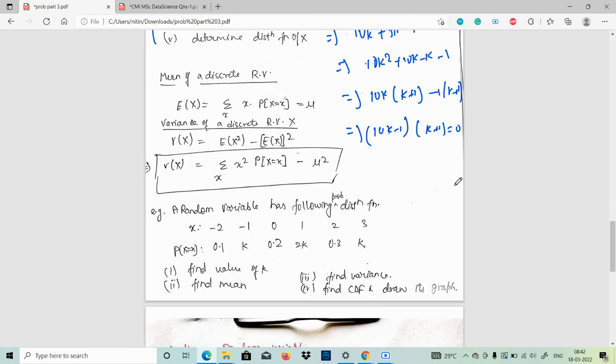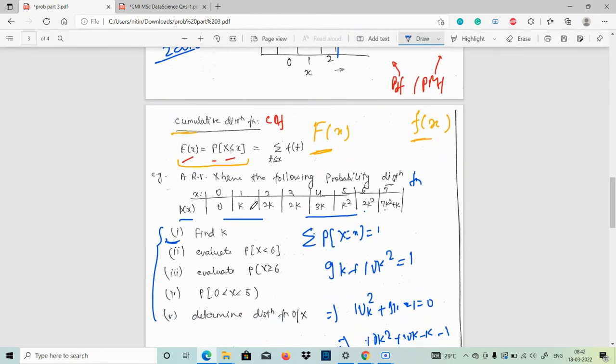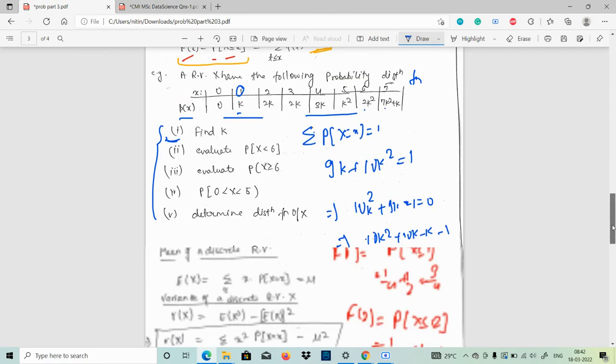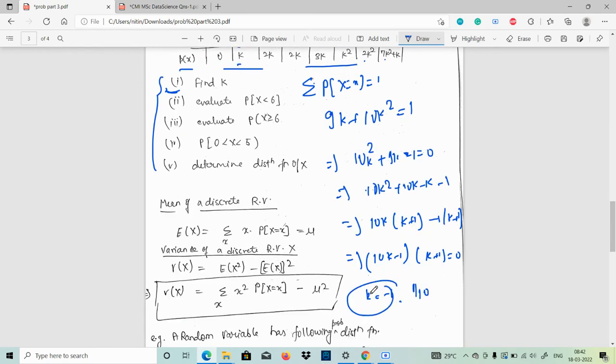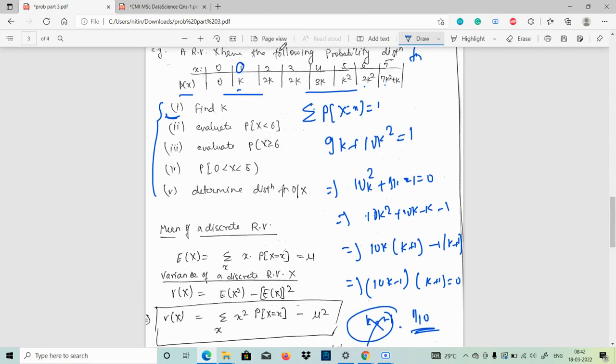So you will get two values of k. One k will be negative, and one k will be 1/10. If you put k equal to -1 here, you will get a negative probability for one of the values, so this cannot be possible because any probability cannot be negative. That's why you will not choose k equal to -1. You will choose k equal to 1/10. After this, you have the probability mass function of everything. If you put 1/10 here, you'll get the probability mass function for 1, and for 2, 3, 4, 5, 6, and 7.